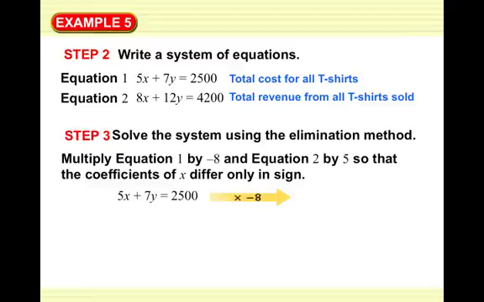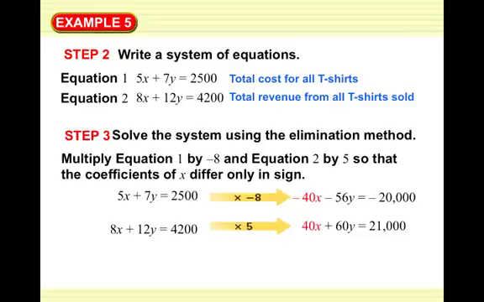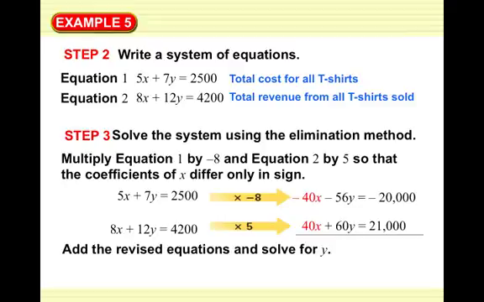So we're going to take 5x plus 7y equals 2500 and multiply by negative 8, and so we'll get negative 40x minus 56y equals negative 20,000. And then we're going to multiply 8x plus 12y equals 4200 by 5. And we're going to end up with 40x plus 60y equals 21,000. And then we're going to add the two equations together. The x's cancel, and we end up with 4y equals 1,000. So we divide by 4, and we get 250. Okay, that's the number of long sleeve t-shirts.